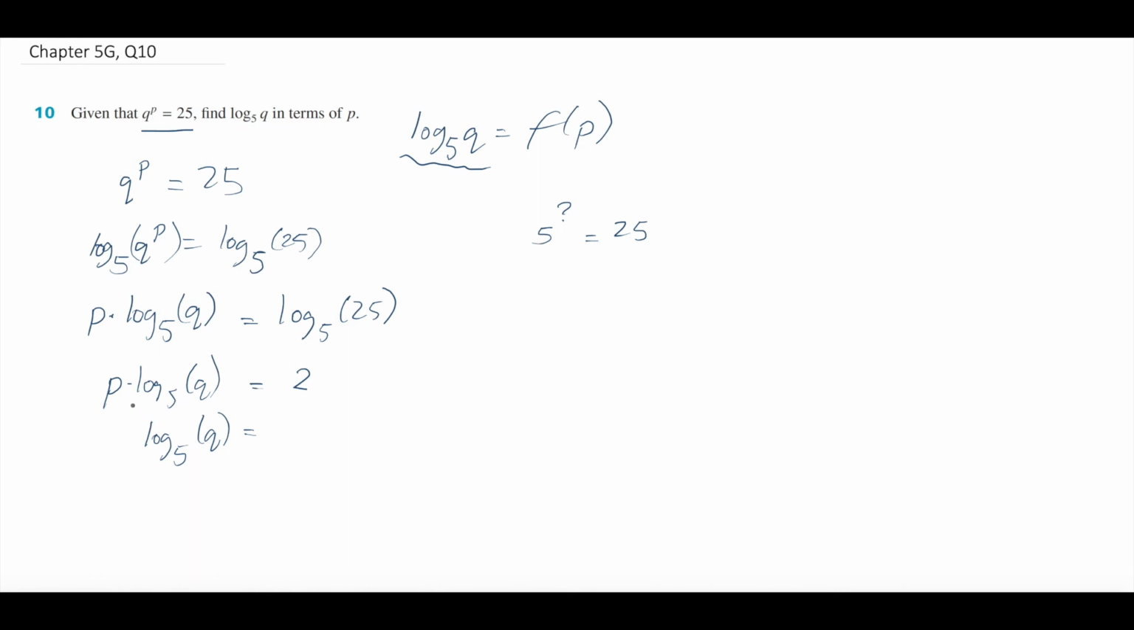And well, you've got p over here, you can just take 2 and you bring the p over to the right-hand side and you have log 5 of q equals 2 over p, and you are pretty much done, guys. That is how you solve this question. Find log 5 of q in terms of p, and we've got it right here. We've got the right-hand side, which is indeed in terms of p, and guys, this is the answer to your question. Nice and simple.